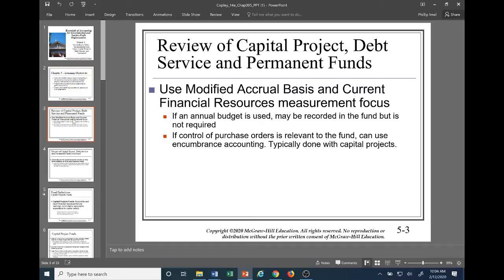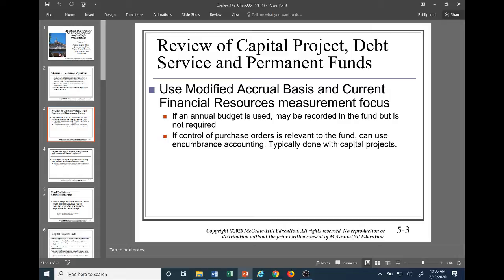So let's just start off with a little review of what capital project, debt service, and permanent funds really are. So we know they use the modified accrual basis of accounting and the current financial resource measurement focus. If an annual budget is used, it may be recorded in the fund, but is not required. What two funds require a budget? Think of what we just went over. Oh, general fund, yep, and major special revenue funds, right, for which there is a legally adopted budget. So those are the only two funds that we have to be concerned about budgets being in.